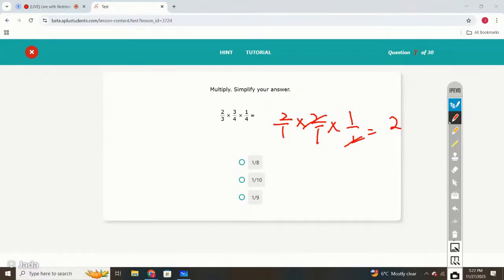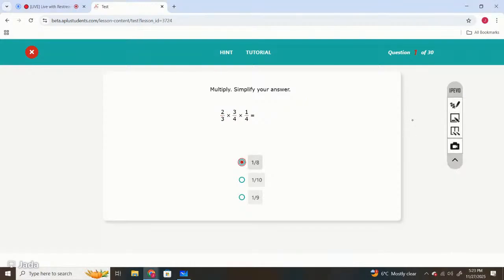So 3 and 3 cancel out, and 2 times 1 is 2, 2 times 2 is 4. So 1 divided by 4 times 2 is 8. That is 1 by 8. Option number 1 is the correct option.